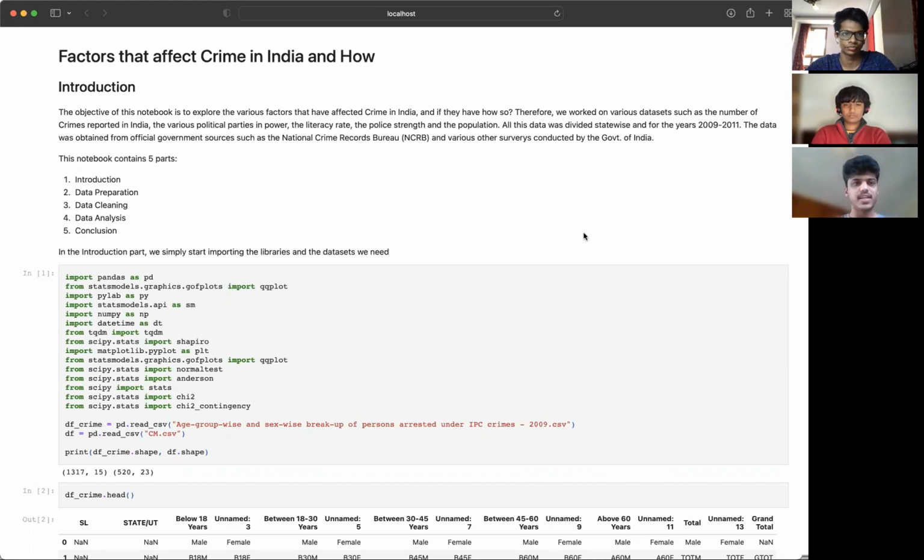The problem statement we have picked up is: for all of the 28 states plus union territories in our country, how are their crime rates being affected? What are the different factors that matter to each of these states for how the crime rate differs from time to time and from state to state? We were thinking about factors like police strength, population, and political party. Maybe these are the main factors which actually affect how much crime occurs in each of the states and how they can vary. So this is the problem statement we picked up.